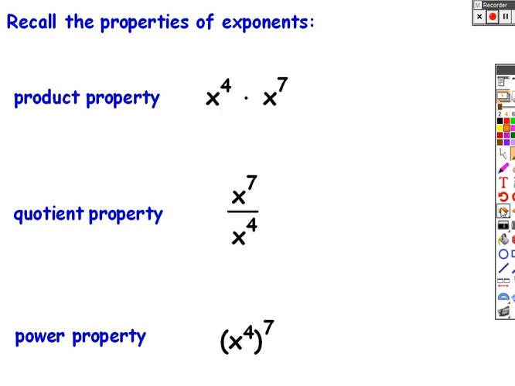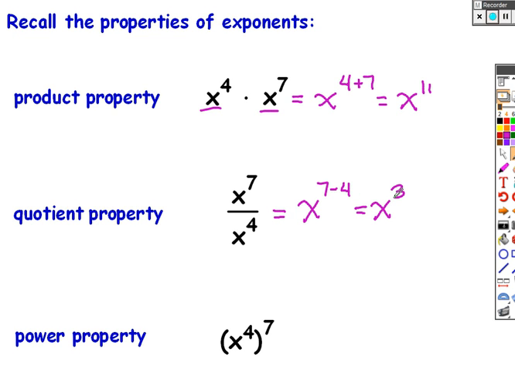Recall the properties of exponents. First, the product property said, if I am multiplying terms with the same base, well, there are 4 x's here, there's 7 x's here, I just would add 4 plus 7 to get x to the 11th. So if I'm multiplying terms with the same base, I add the exponents. If I'm dividing, 4 x's in the denominator would cancel with 4 x's in the numerator. So I would actually just subtract the exponents, and I would be left with x to the 3rd power.